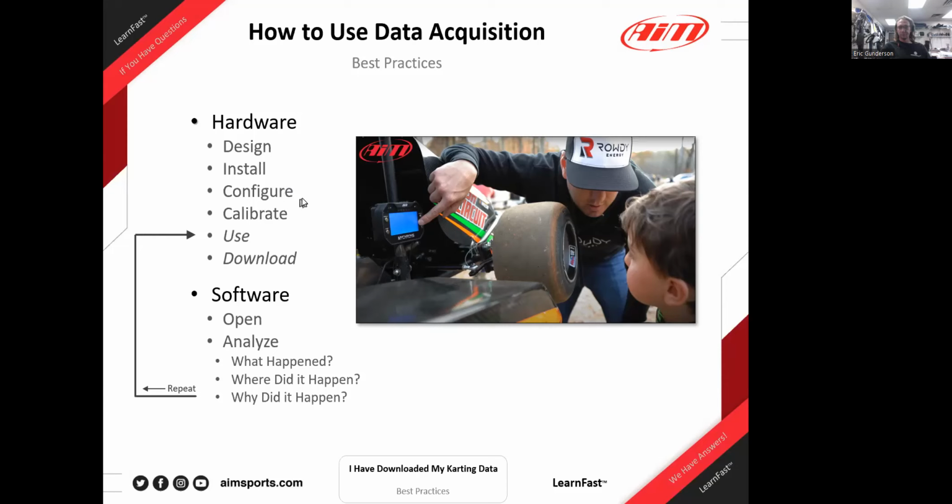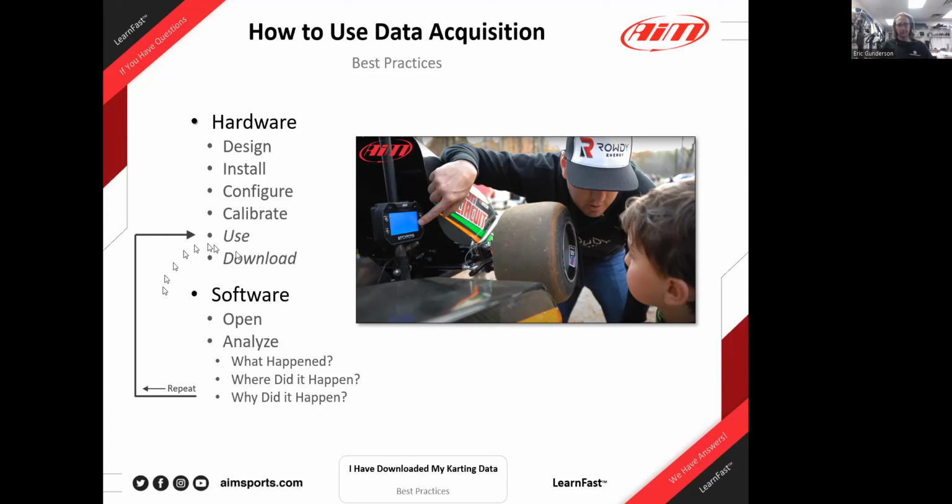The configuring and calibrating on a Micron 5 is done virtually all on board. You can connect it to the computer and do some other settings if you wish as well, but it's really designed to do almost everything on board. And then of course go out and use it. Go out on the track, make your laps, come in and download.